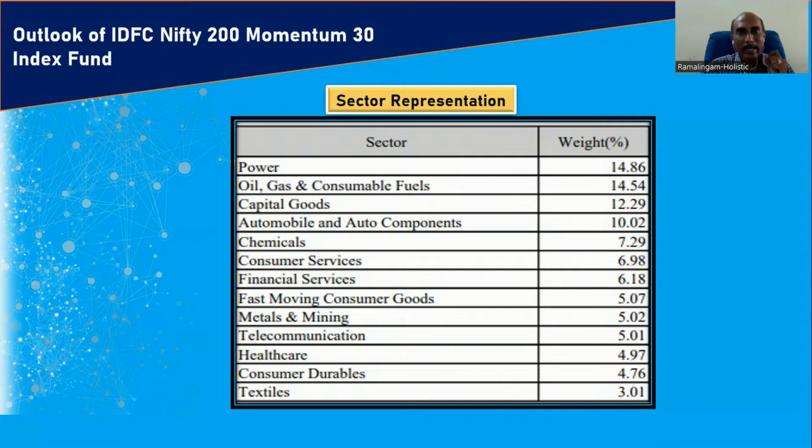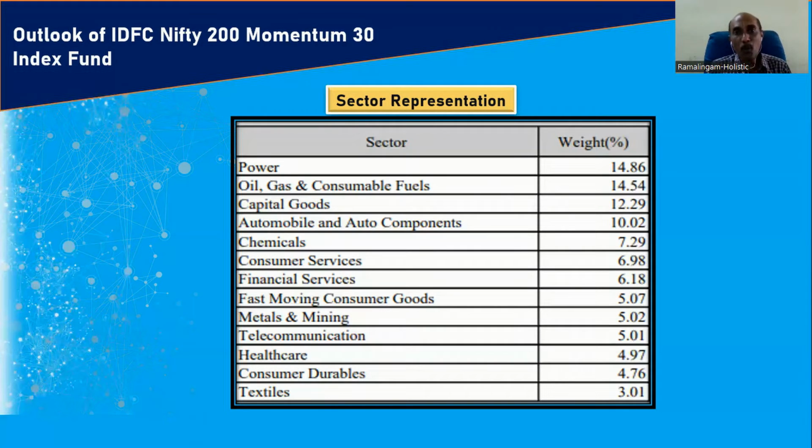This particular index is spread across multiple sectors ranging from power, oil, gas, capital goods, automobile, chemicals, consumer services, financial services, FMCG, metals and mining, telecommunication, healthcare, consumer durables, textiles. However, the top 4 sectors, power, oil and gas, capital goods, automobile and auto components, amount to 50% of the allocation. So 50% of the AUM of this particular NFO will be invested only in these 4 sectors. So there is a sectoral concentration in this fund.